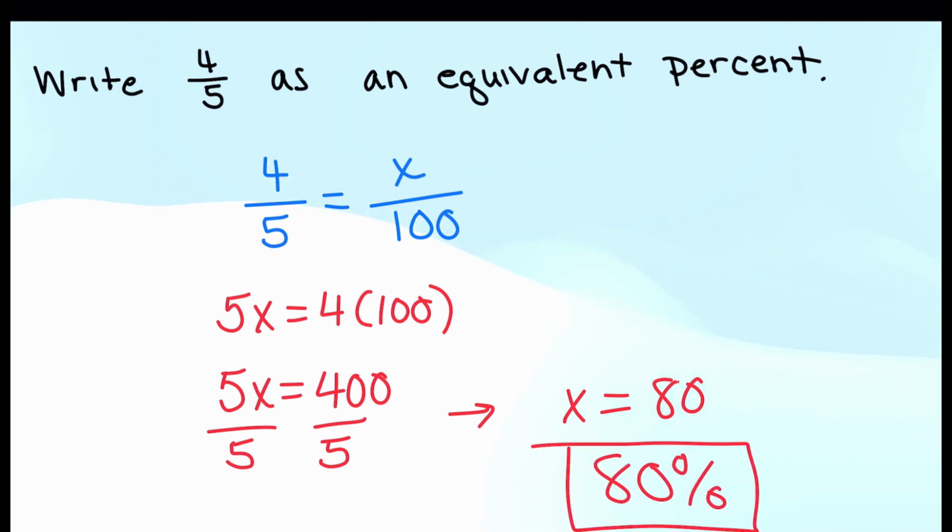And that's my answer. 80% is the same as 4/5. Another option you have, if you don't like this proportion method, is you could take your 4/5 fraction and convert it into a decimal using long division. 4/5 is the same as 0.8, and then move the decimal 2 places to the right to get that 80%. But I think this proportion method is actually a really nice, clean method.